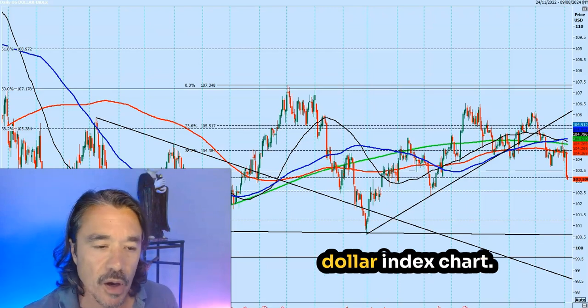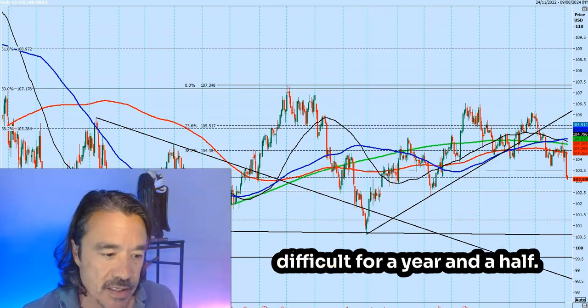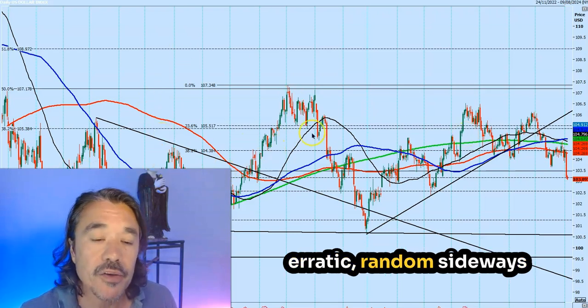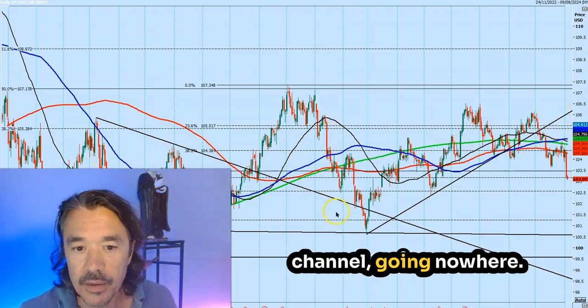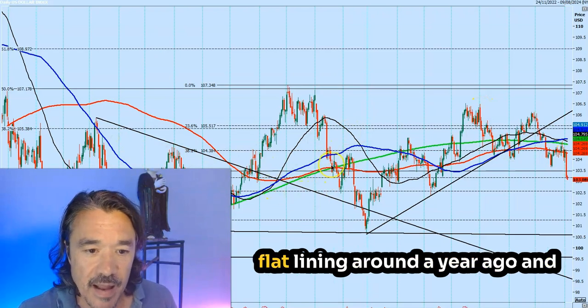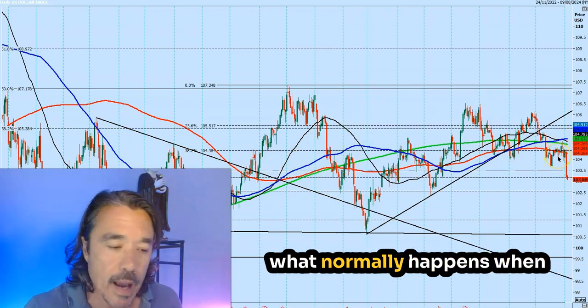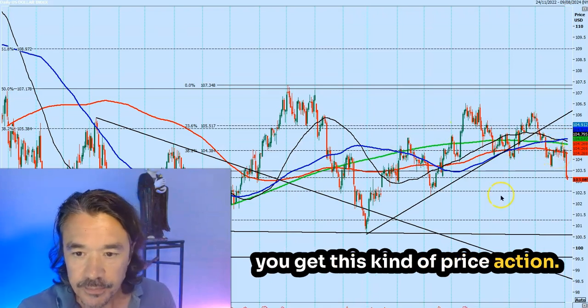I'm looking at the dollar index chart. Now, this has been really difficult for a year and a half. We've been stuck in this erratic, random, sideways channel going nowhere. The moving averages started flatlining around a year ago, and they've converged, which is what normally happens when you get this kind of price action.